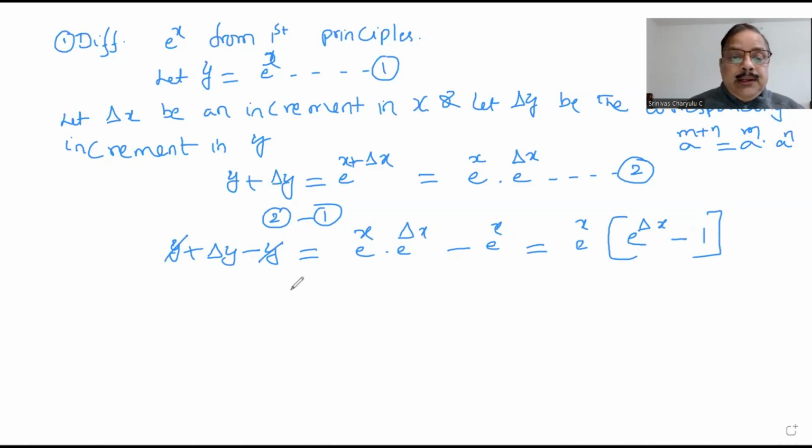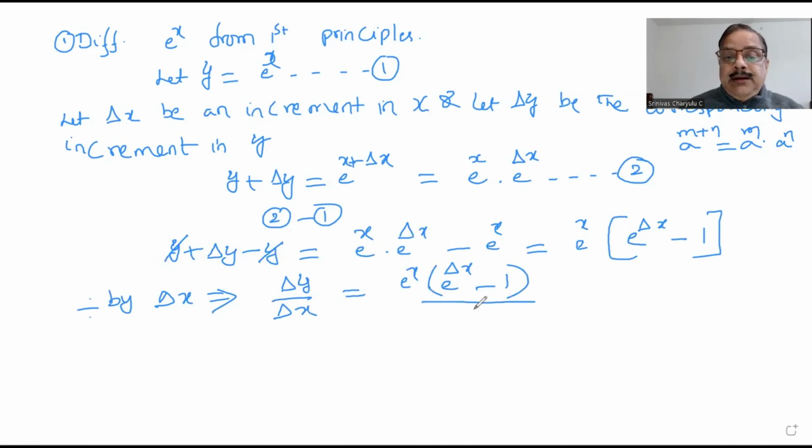Now, here what we do? Divide by delta x throughout. Delta y by delta x is equal to e to the power of x into e to the power of delta x minus 1 divided by delta x. Now we put the limit also parallelly. Limit delta x tends to 0. Here also delta x tends to 0. Here we start taking the substitution.